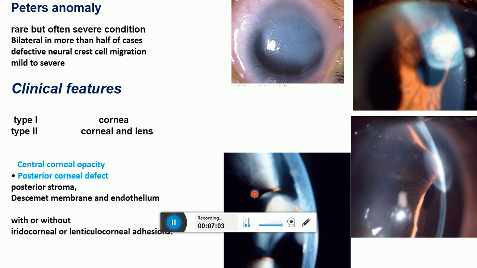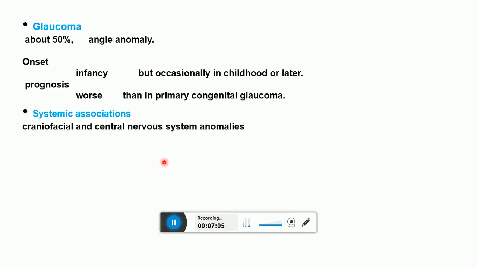Glaucoma occurs in about 50% of cases, and due to associated angle anomaly, onset is usually in infancy, but occasionally in childhood or later. The prognosis tends to be worse than in primary congenital glaucoma. The systemic associations include craniofacial and central nervous system anomalies. Peters plus syndrome includes a particular constellation of systemic abnormalities.